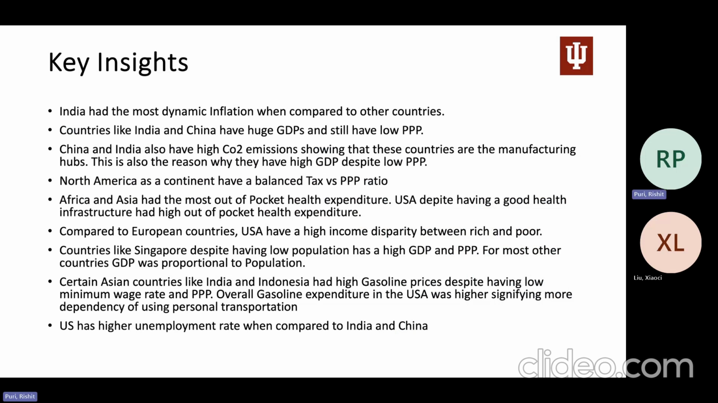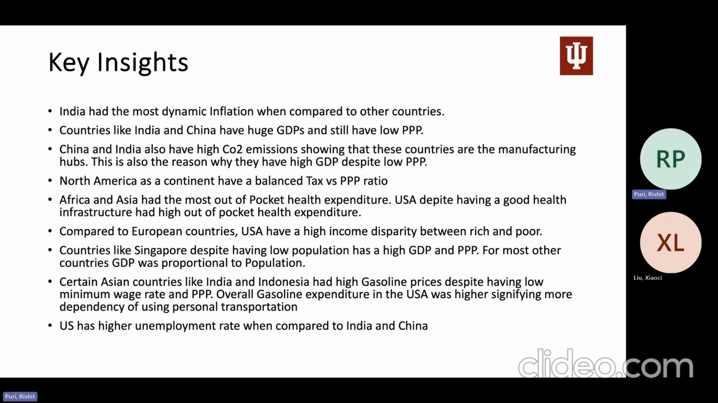From our project, the overall key insights we could find was that countries like India and China had huge GDPs and still had low purchasing power parity. Out of all the countries, India had the most dynamic inflation rate when compared to the other countries. Also, China and India have had high CO2 emissions, showing that these countries are the manufacturing hubs. And because these are the manufacturing hubs, this is also the very reason why they have a high GDP despite the low purchasing power parity.